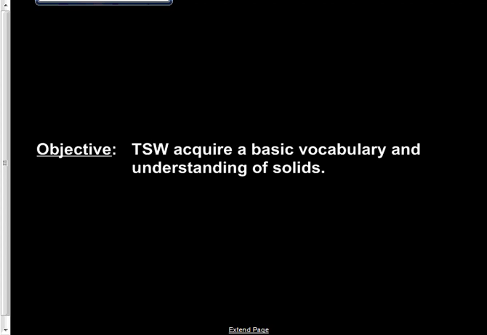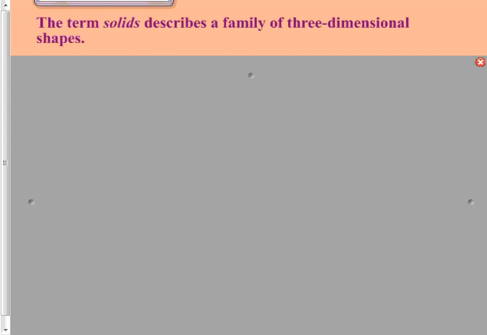Now, this is a little bit of a deviation away from the things that we have been doing because, as you recall, all of Euclid's work in the elements, the books that were called the elements, everything was based upon 3 basic structures: the point, the line, and the plane. And those were the most basic structures in 0 dimension, 1 dimension, and 2 dimensions. So Euclid himself seemingly left out the possibility of geometry existing in 3 dimensions. Or did he? Okay. The term solids describes a family of 3-dimensional shapes.